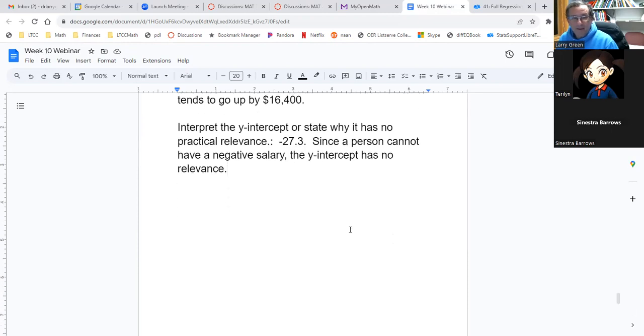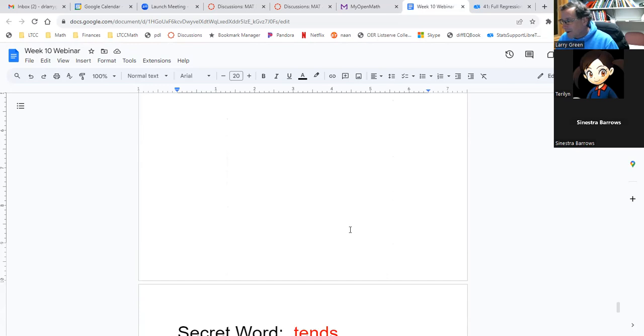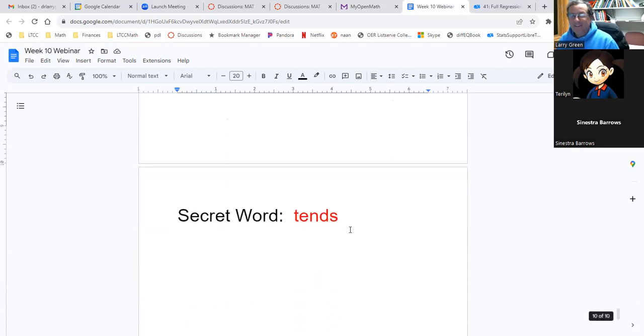Okay. So where we are now is the secret word. And the secret word is tends, T-E-N-D-S, because when you're interpreting all these things, you say, as this changes, this other thing tends to go like this. Does that make sense? So that's an important word in regression analysis. It's also one you probably wouldn't just guess if you were to have to guess the secret word. So that's the secret word.